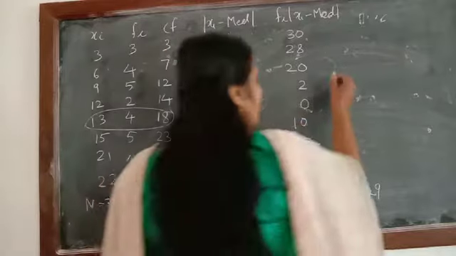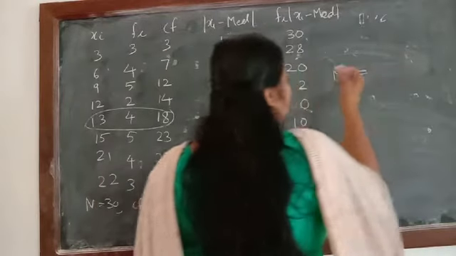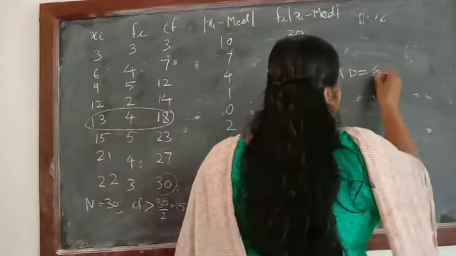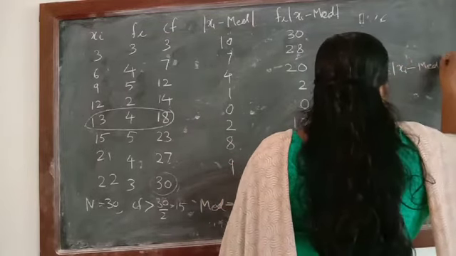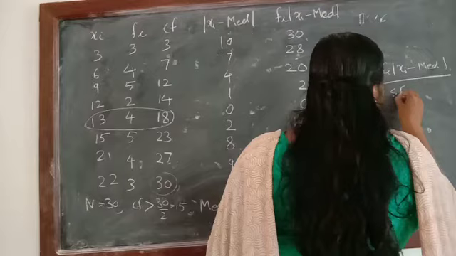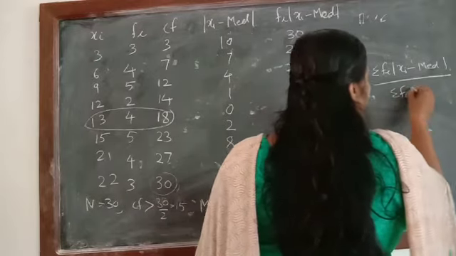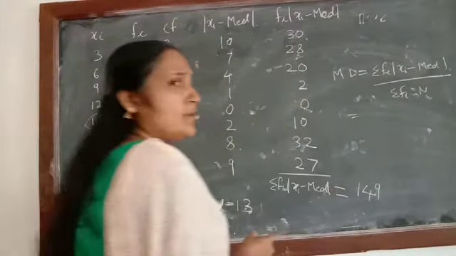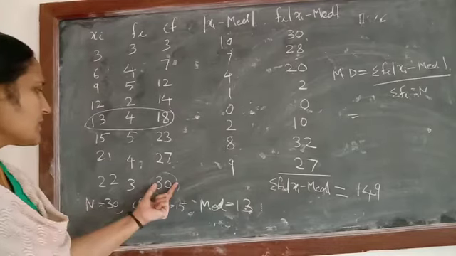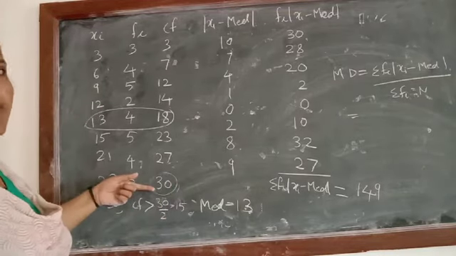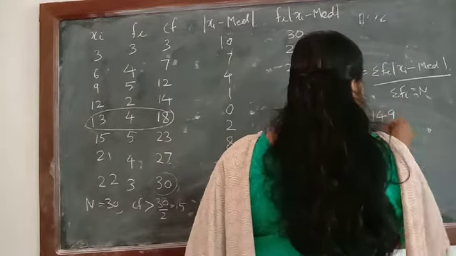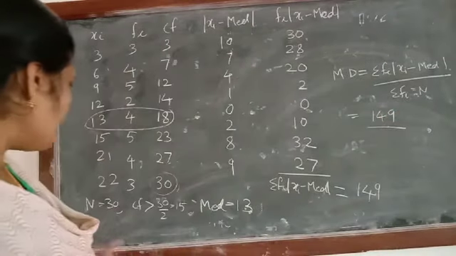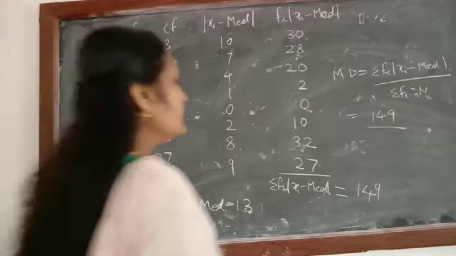Now write down the mean deviation, according to the formula, is sigma fi into modulus of xi minus median, divided by sigma fi. Sigma fi you can write as n, because at last it is the sum of all the frequencies only. So we have the sum 149 and the value of n is 30.